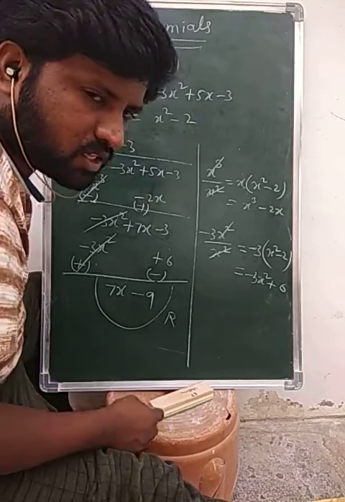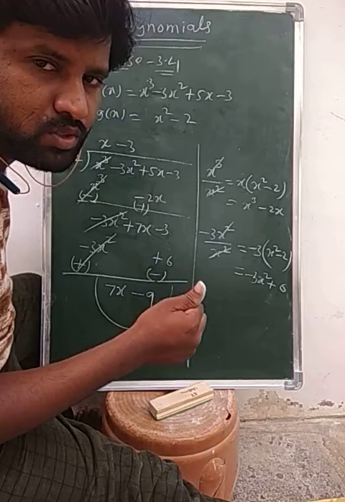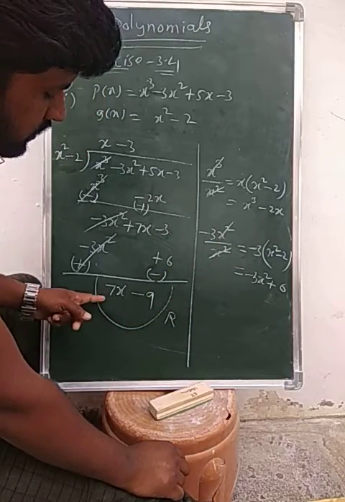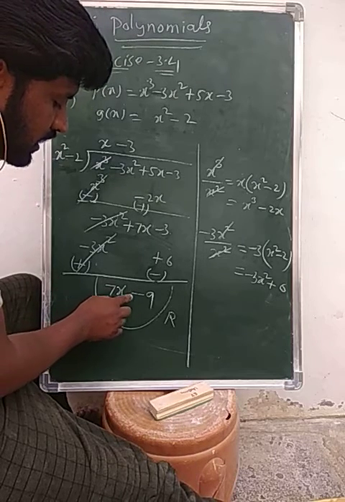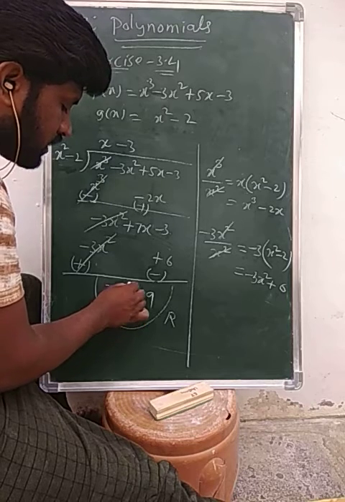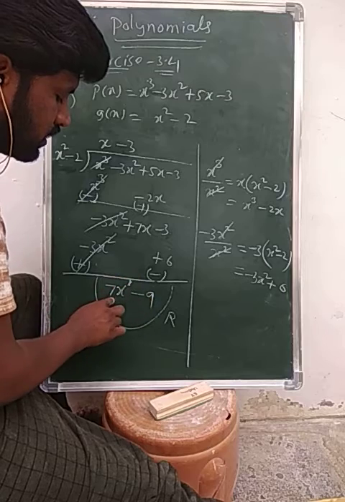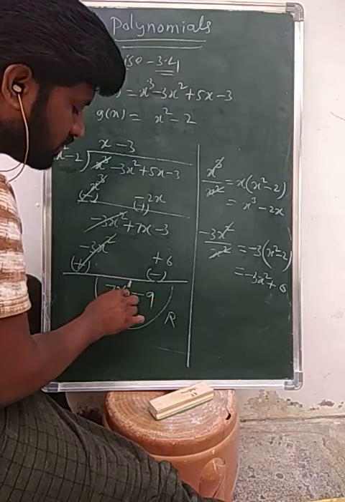We cannot move further. The division is not possible here any more, because the remainder we get is 7x minus 9. What is the degree of the remainder? 7x minus 9. Here the degree of the remainder is 1. That is a linear polynomial, so its degree is 1.